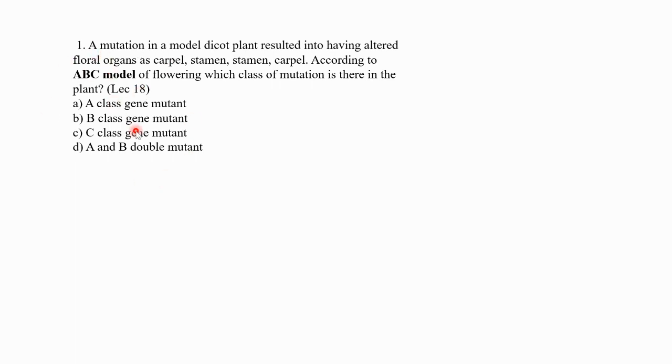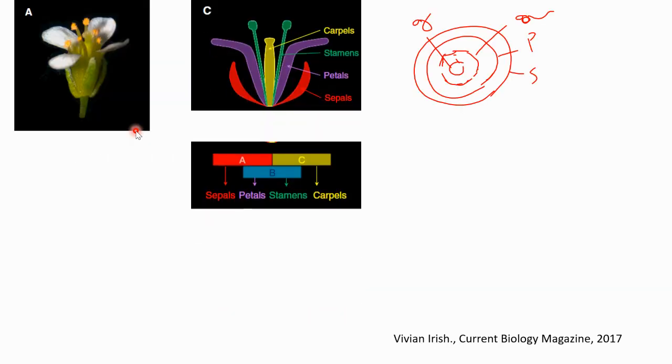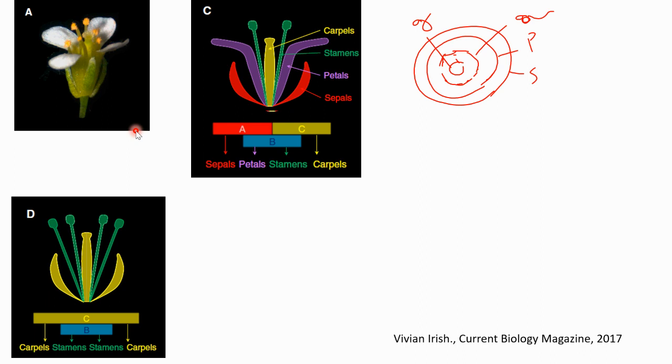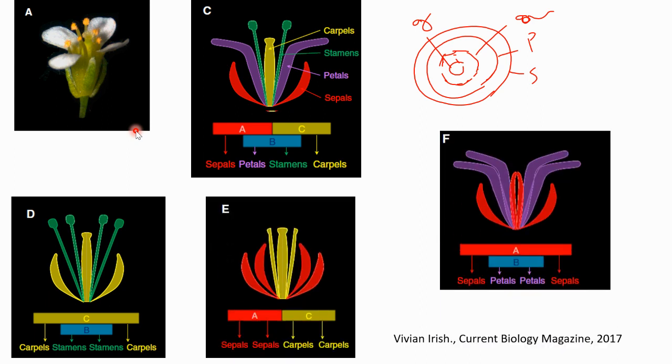It's like both B and C class gene. Both B and C class gene, you think so? Okay, let's see. But you remember the C from which is this matching? They have said carpel, stamen and carpel.